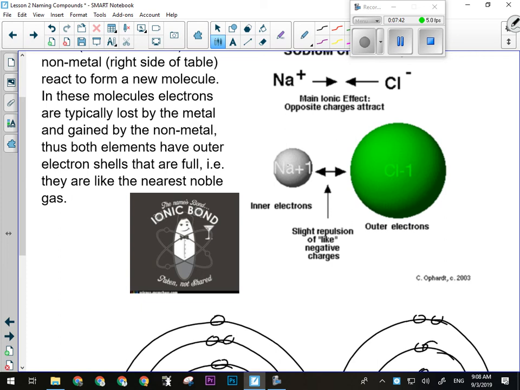So you might want to just add in here as a note somewhere that in ionic bonds, electrons are traded or swapped, and that the bonds are very weak. And that's why we have this corny saying: my name's Bond, ionic bond, and it's taken, not shared. I don't know where I found that, but it's the corniest science joke ever, but it's awesome. So electrons are traded, taken, they are not shared.